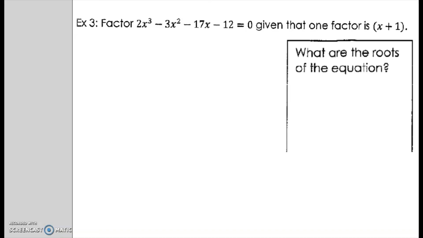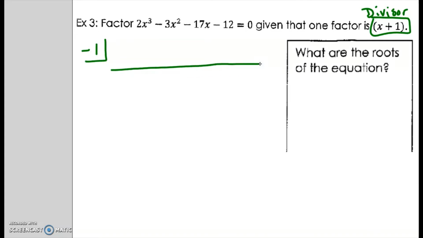All right, let's take a look at example 3. So in example 3, you have your divisor. So we can put the -1 into synthetic division. We're going to go ahead down here and set up our answer so that x plus 1 is part of the factorization. We use 2, -3, -17, -12.